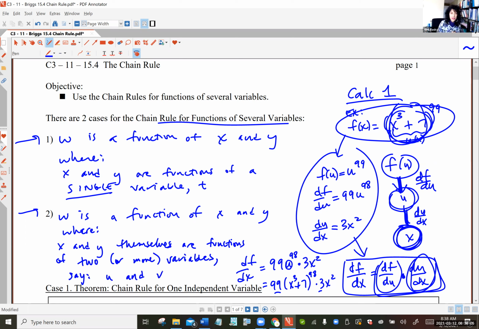Different letters they're using. But it doesn't have to be U and V. They could pick some weird letters like R and Q. We're just putting dummy variables in there. Okay, so we're going to do both of those cases today.